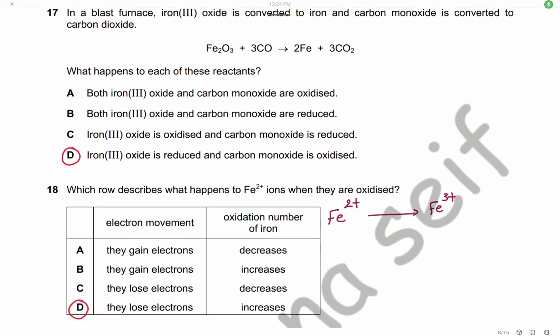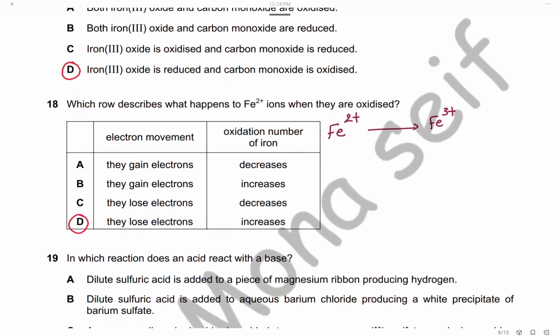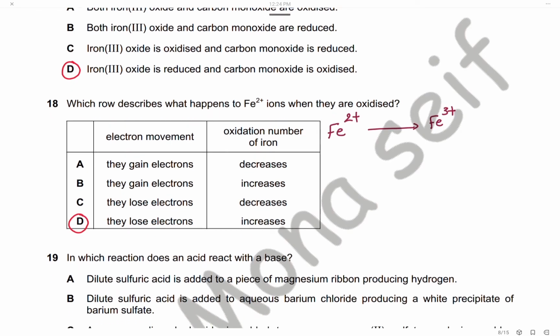Question 18. Which row describes what happens to iron +2 ions when they are oxidized? Of course, when they are oxidized, they will lose electrons. Oxidation means loss of electrons. So when losing electrons, the positive charge on the ion will increase. So the iron +2 will change into iron +3. That means an increase in the oxidation number of iron. So we will choose, they will lose electrons and the oxidation number will increase. So the answer is D.